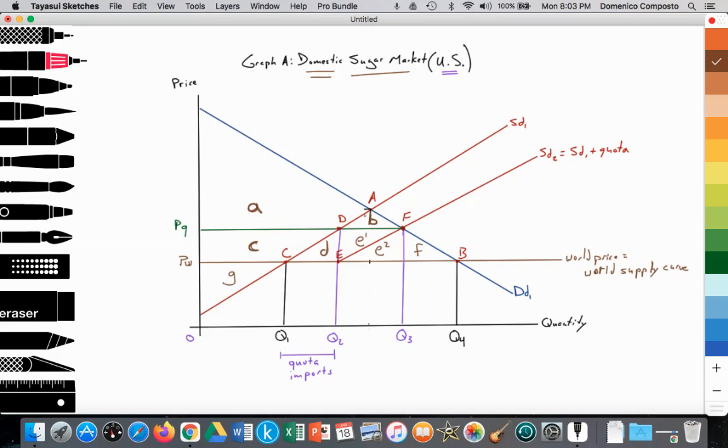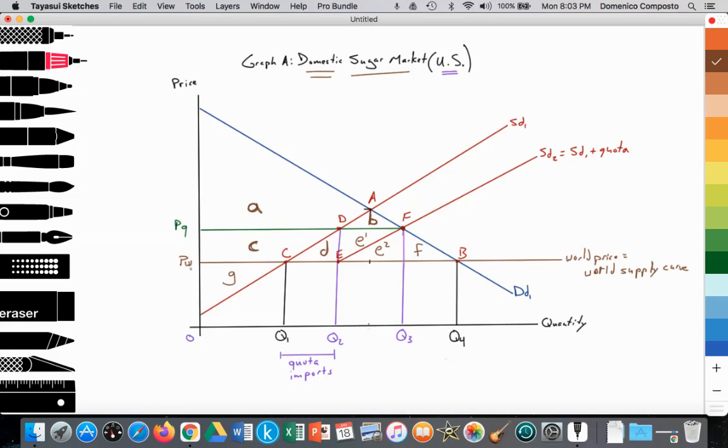But this national economy opens up to world trade, and they accept the world price at PW, which sets a perfectly elastic world supply curve. At PW, the quantity demanded increases to point B, or Q4, and the quantity domestically supplied decreases to Q1, as many of these sugar producers are productively inefficient compared to other foreign exporters. Right? At point C, Q1.